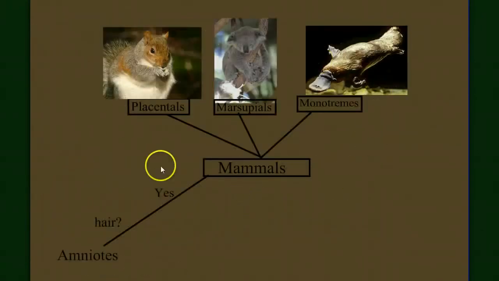What we have left to do is to look at these three subgroups in the mammals and see what makes each of these subclasses, the monotremes, the marsupials, and the placentals, different from each other. We need to see what's the basis of this division, and it turns out it has to do with the reproductive event or the birth event.